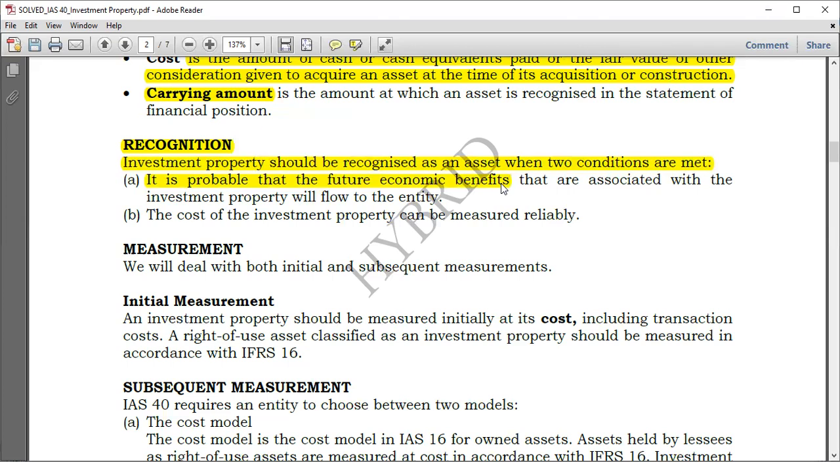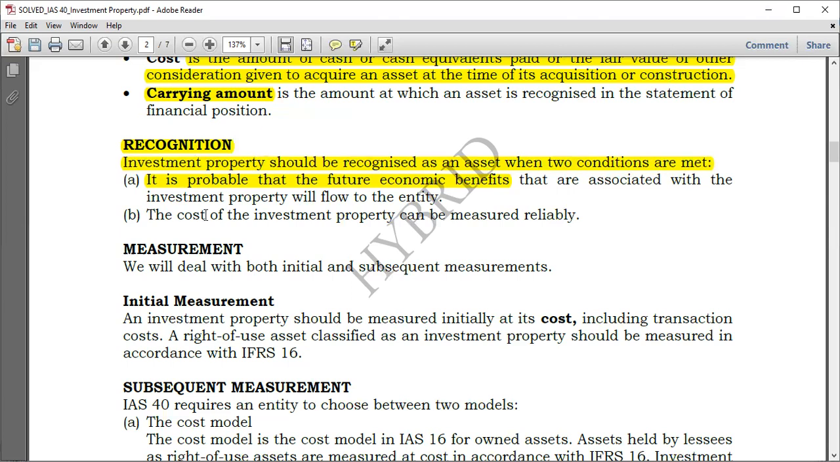But maybe you do not even know the cost of that investment property, the cost of that building. If you do not know its cost, how can you recognize it in the financial statements? Yes, it's true, it's an asset. But at what amount are you going to recognize it? If you cannot know that, you obviously cannot recognize it. So measurement should usually go alongside recognition. You cannot recognize something without being able to measure it reliably.